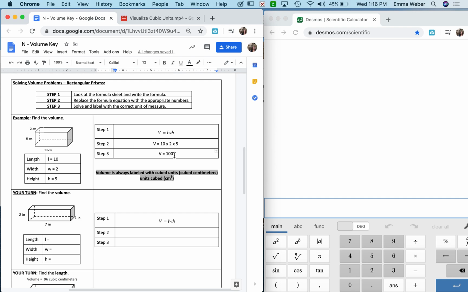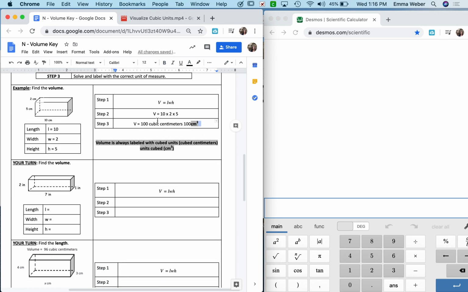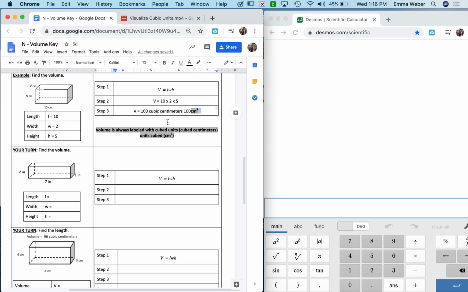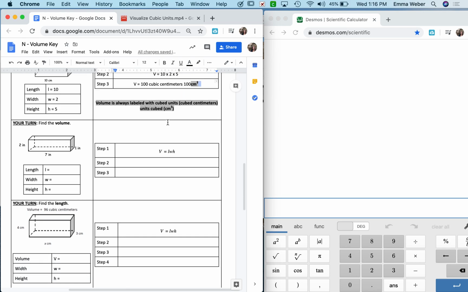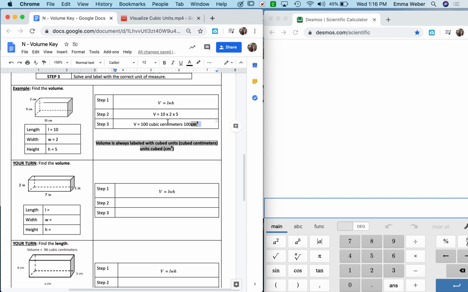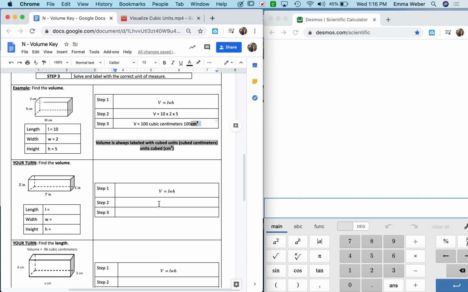And now you can either label this as cubic centimeters, or if you want to be fancy, you can do 100, and then you can copy right below here if you want. If you highlight that and press Control-C on your Chromebook, you can put that label on it if you would like. It's up to you. This works just as well. Now in the next one, if you want to pause the video and try it on your own, feel free. I'll leave my example showing so you can try it. Otherwise, keep listening or press play when you're ready.